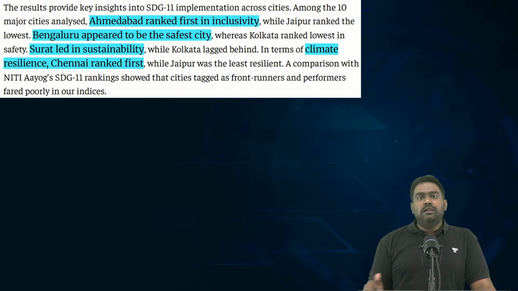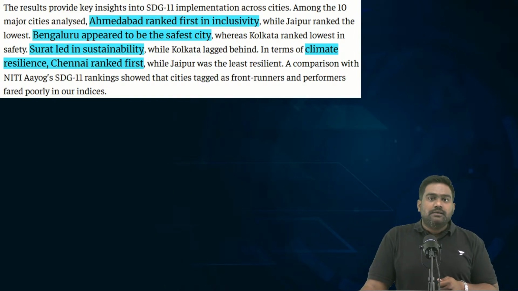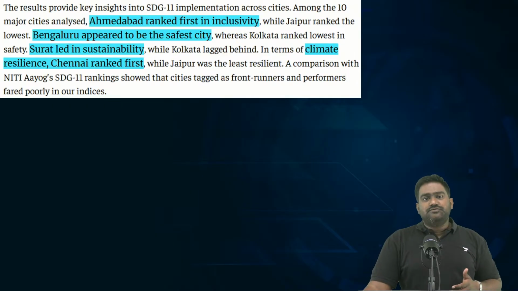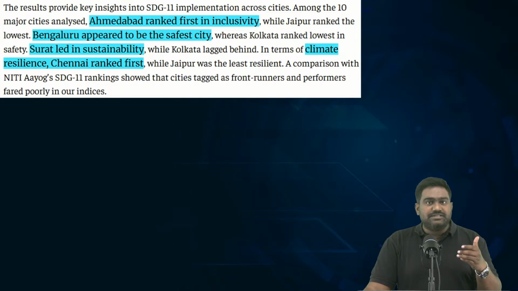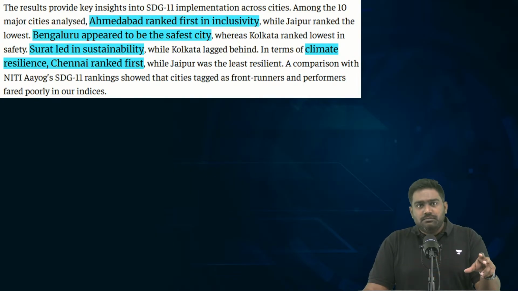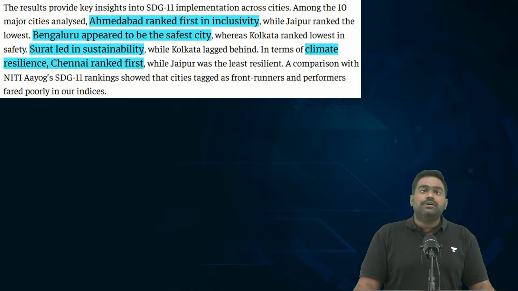There are a few global indices, but they don't provide you the local context. For example, you might have heard about a popular magazine called The Economist. The Economist tracks urban transformation and challenges in urban areas around the world and brings out an index and ranks the cities. But this global organization doesn't really have much insight into Indian cities, into the local context in India. So it's not truly representative of the Indian context.